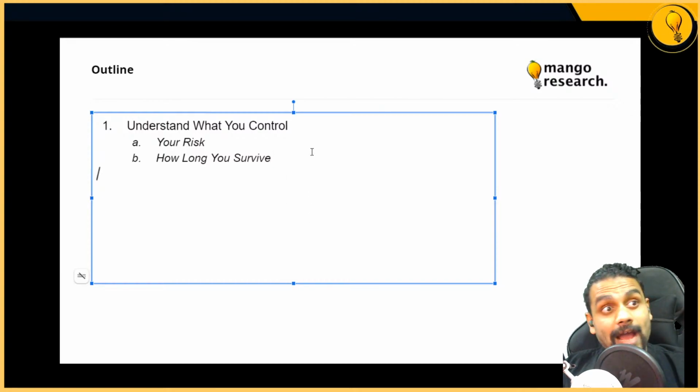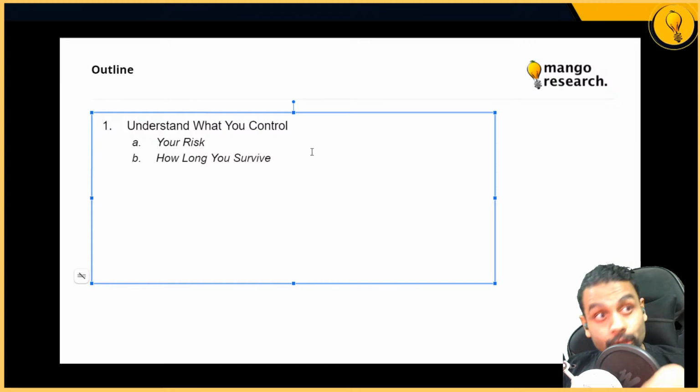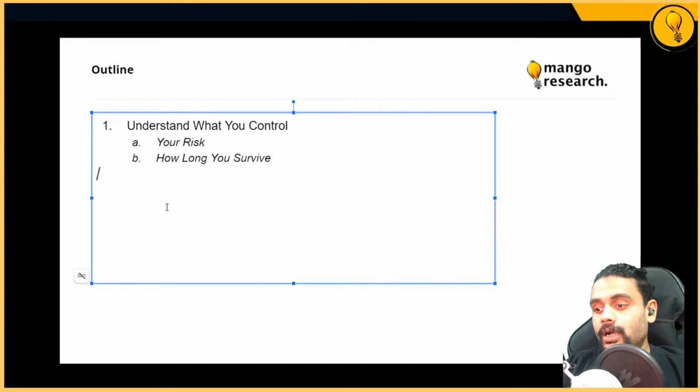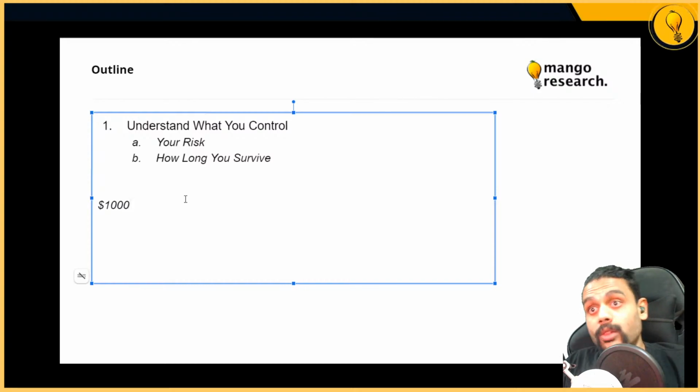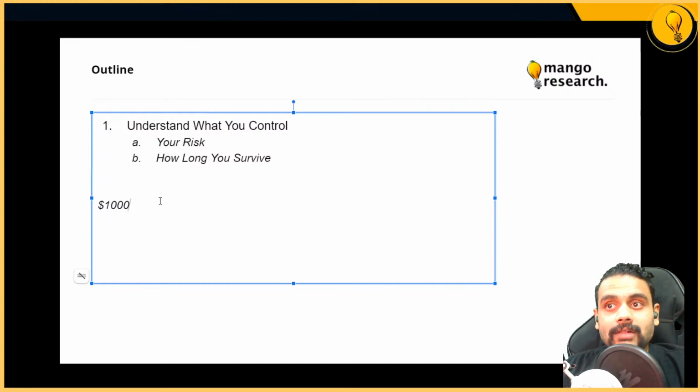Okay, so now the next thing that you can control is how long you survive in the actual markets. Let's say that you have a stash of $10,000, and we go back to our previous example where you've allowed yourself to lose $1,000. What does that mean? How many trades can you put on if you've allowed yourself to lose $1,000 on your trade, and you have only $10,000 to trade with?